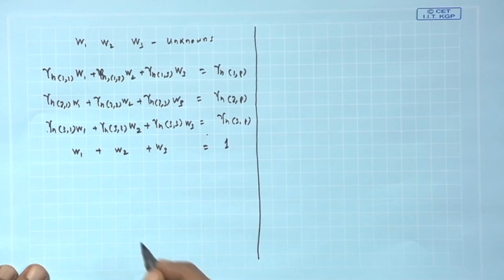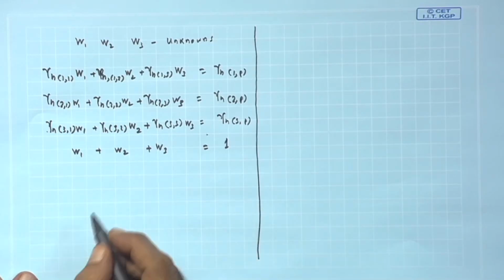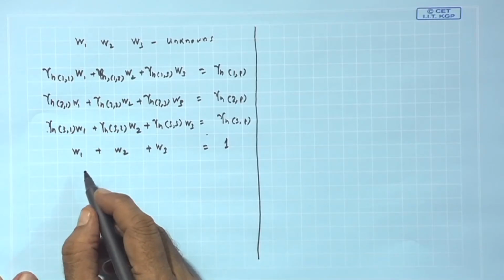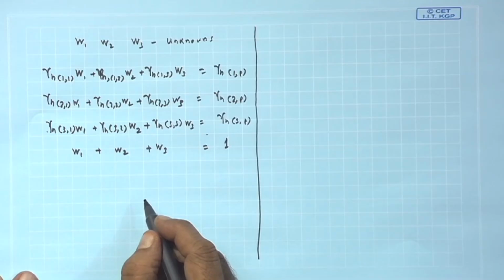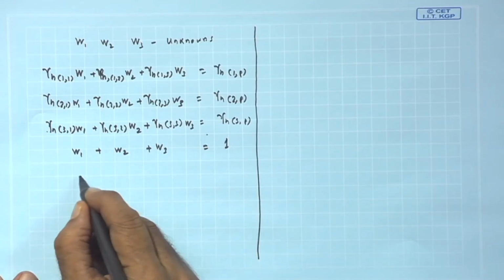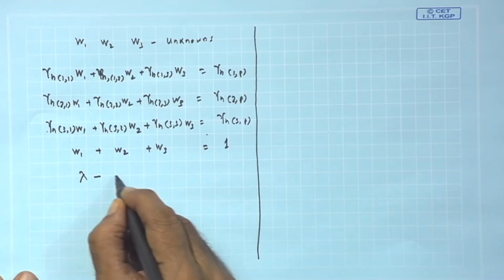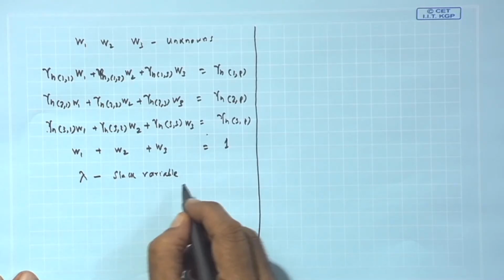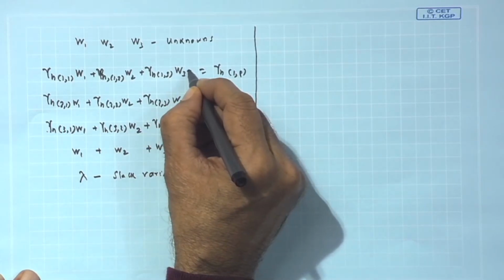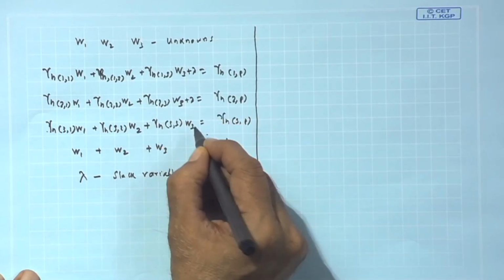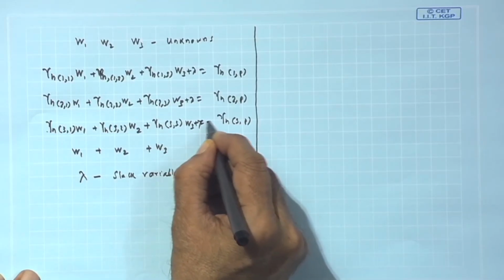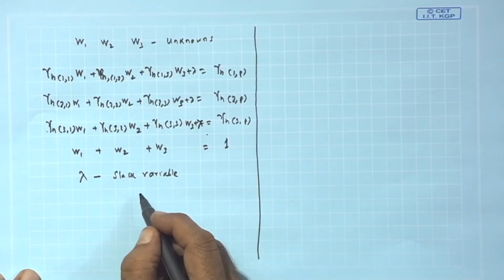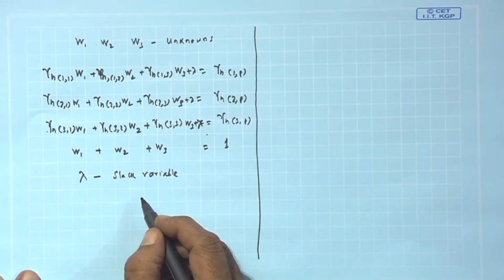So this is an overdetermined system. What we have to do is get a unique solution for a situation where the number of equations is more than the number of unknowns. We will introduce a slack variable as lambda, and we will put here plus lambda, so that now our number of unknowns is 4 and the number of equations is 4.